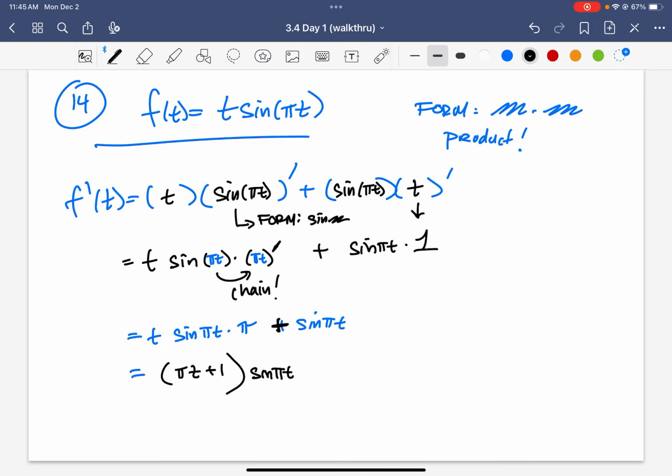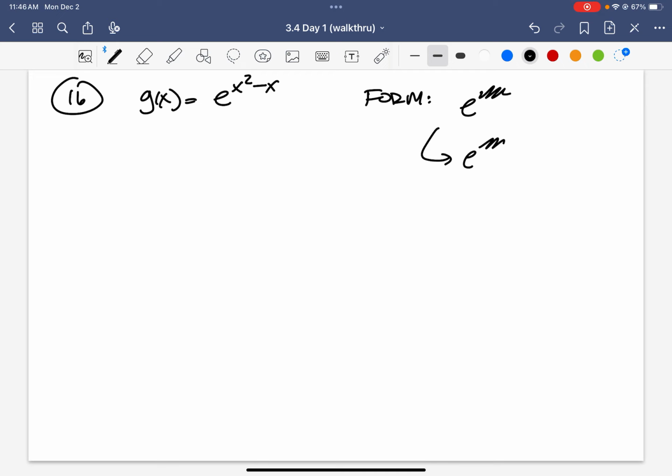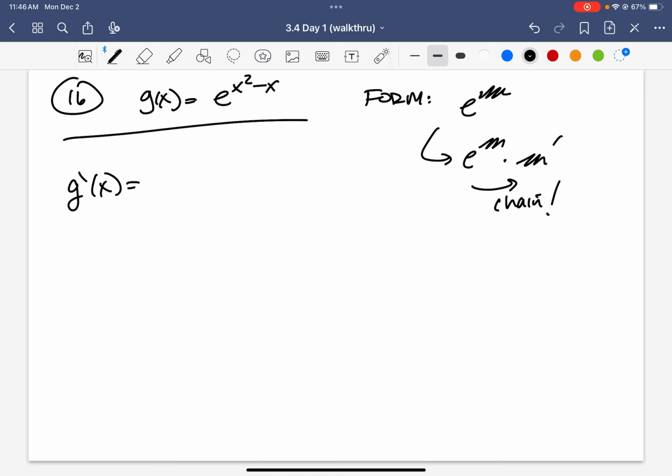Okay, so that's 14. So now 16. 16 is g of x is equal to e to the x squared minus x. So this form is e to the stuff. So its derivative is going to be e to the stuff times the derivative of stuff. You must follow through with the chain rule. So this derivative is going to be e to the stuff times the derivative of that stuff. But the derivative of that stuff is just 2x minus 1. So that would be your derivative.